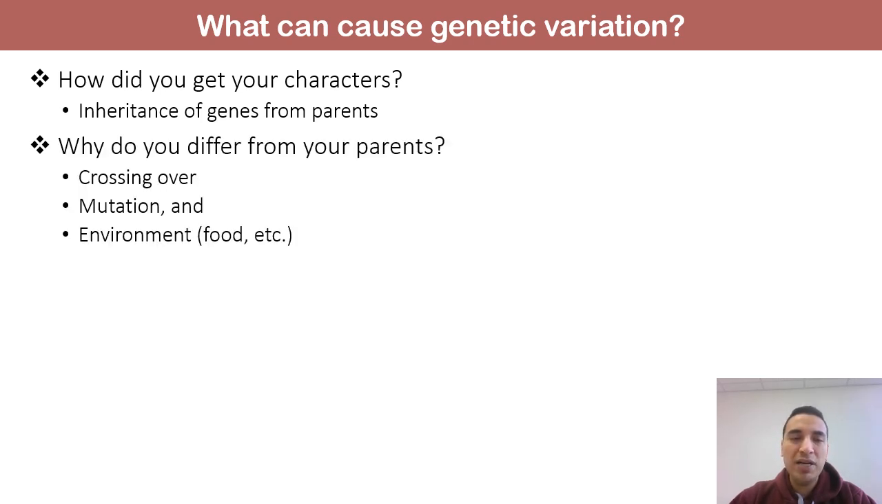How do you differ from your parents though? Why do you differ from your parents? Well, we talked about a few things: crossing over, so meiosis, mutation, and the environment. How much food you eat, where you are, the things that you do.